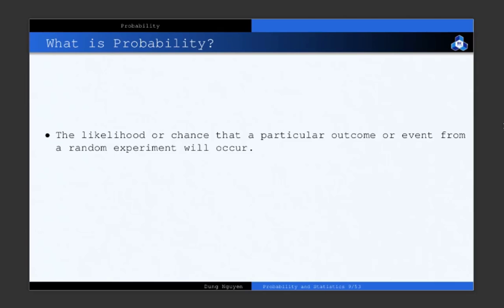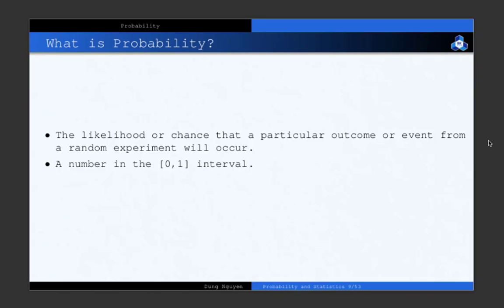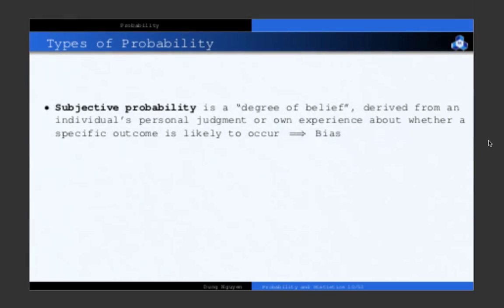Now, what is probability? The probability is, in fact, the likelihood or chance that a particular outcome or event from a random experiment will occur. Roughly speaking, it is a number between 0 and 1. There are several kinds of probabilities. The first one is subjective probability. It is, in fact, the degree of belief, and it is derived from an individual's personal judgment or experience.